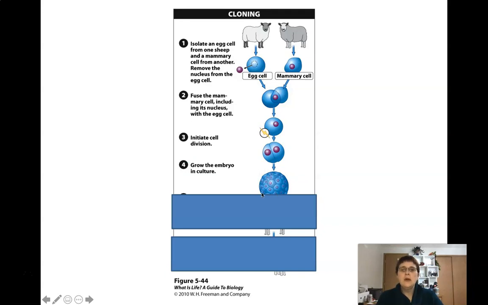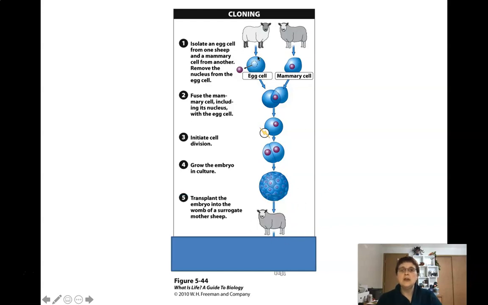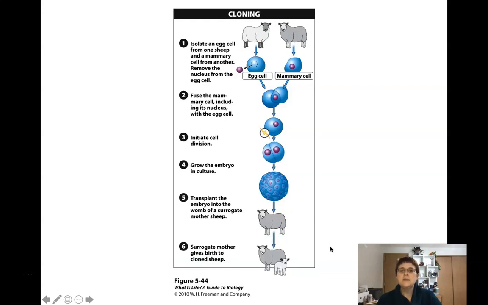Eventually, it will grow into an embryo, and this is all done in a test tube or a petri dish, so this is all done in the lab. When it gets to the embryo stage, then we're going to get another sheep. It could be the original sheep that was a donor, but often it's another sheep. We're going to implant that embryo into the surrogate sheep. And if it works, then sometime later, we will get a baby clone sheep. That's how cloning an entire organism works.